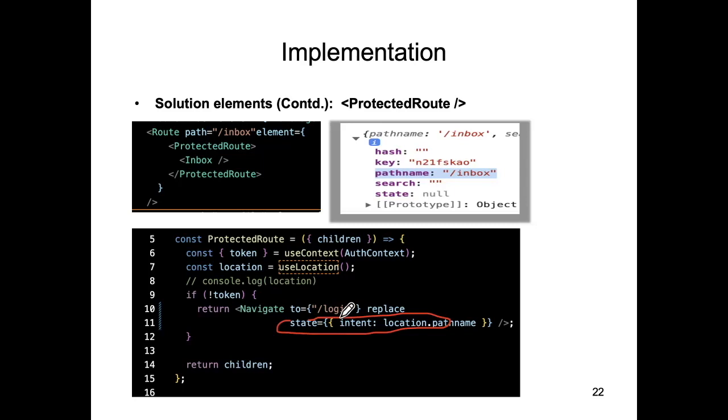And so how am I doing that? I'm storing in my state. I've decided my state is going to be an object. My key is arbitrary. I've called it intent. The value that I'm assigning to that intent key though is location.pathname. And location.pathname will actually have the URL that the user was trying to access. So I'm essentially passing this information on to the login page so that it can get at it subsequently.